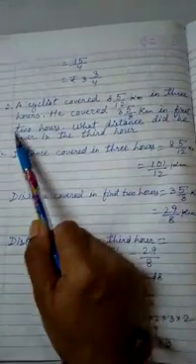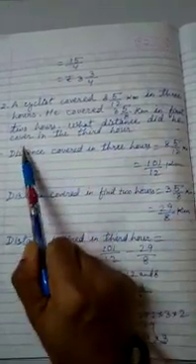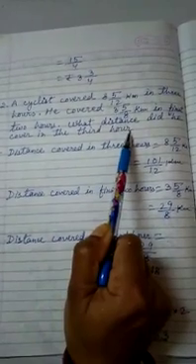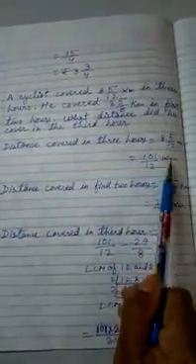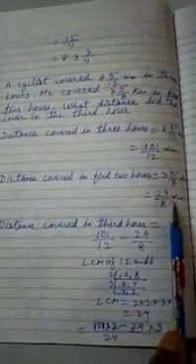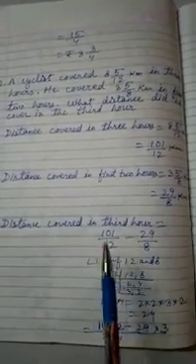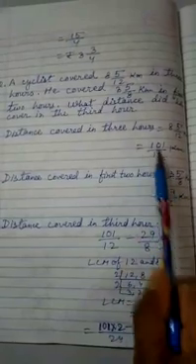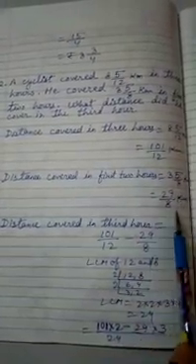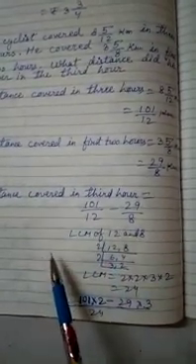And the next one: a cyclist covered 8 whole 5 by 12 kilometers in 3 hours. He covered 3 whole 5 by 8 kilometers in the first 2 hours. What distance did he cover in the third hour? So, the total distance covered in 3 hours is given, and the distance covered in the first 2 hours is given. What is left out for the third hour? The left out distance is to be found: total minus the distance covered in the first 2 hours. Now we have to subtract, as we just did.